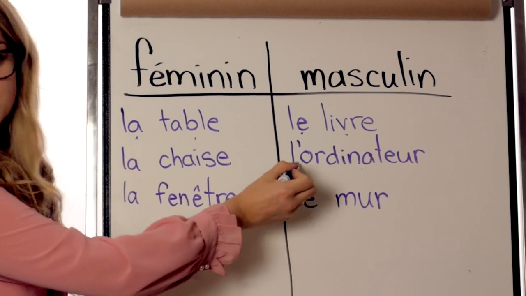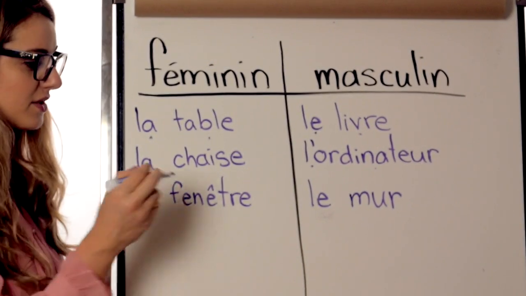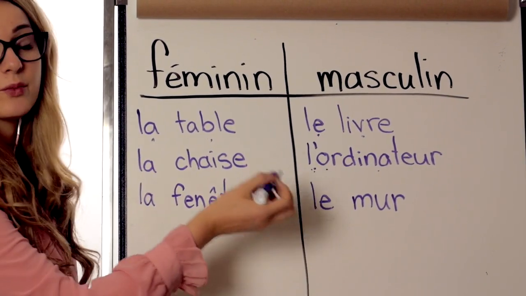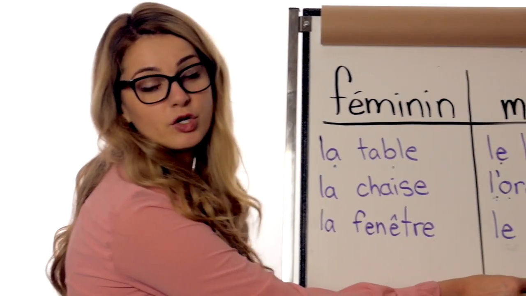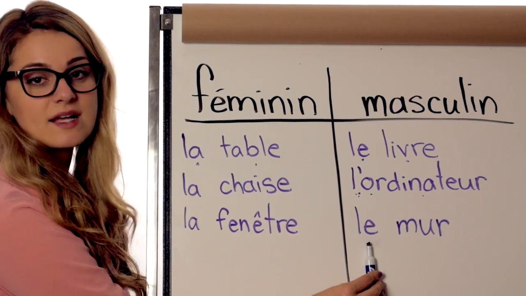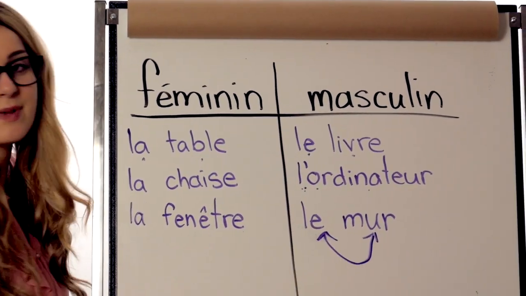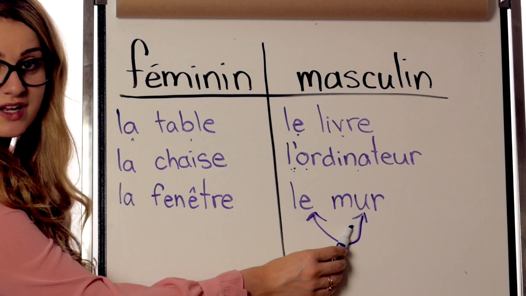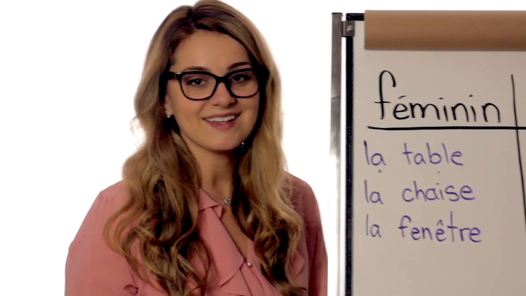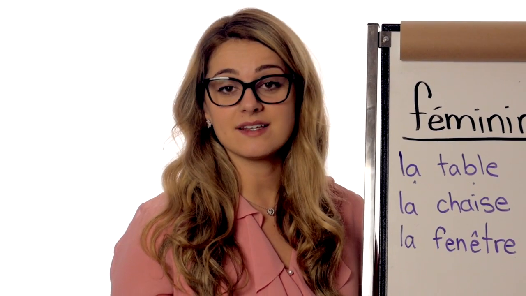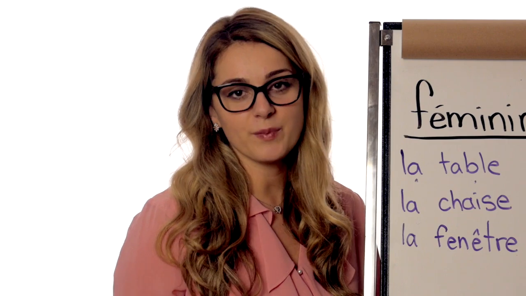Ordinateur, masculin. Again, we can't say le ordinateur because there would be two vowels. So we replace the le with L apostrophe. Mur, un nom masculin. So the déterminant is masculin too. So if le nom is masculin, the déterminant is masculin too. Okay? Again, if you don't know if the word is masculine or féminin, look at the déterminant. That should help you out.